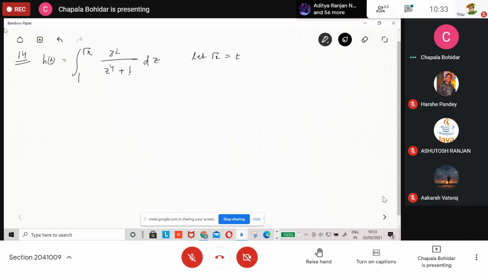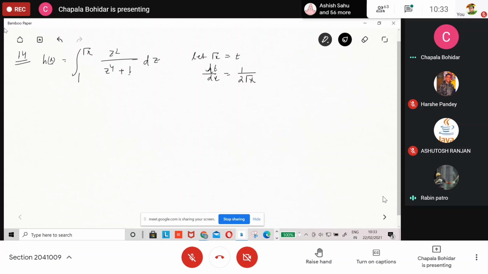So dt by dx is equal to 1 by 2 root x. Clear? Clear or not?